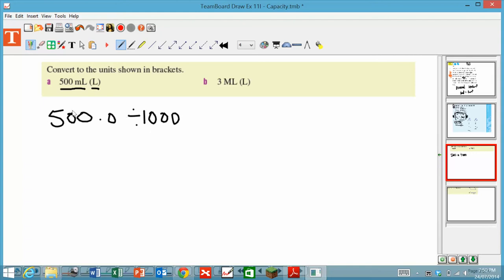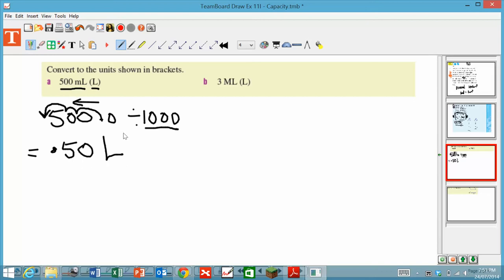Right or left? Hopefully you said, when you're dividing, we've got to go to the left. We've got 3 zeros, so that's how many times we move it. We move it 1, 2, 3 spots, so my decimal point is now in front of the 5: 0.500 litres. What is 500 mils? Well, it's half a litre, isn't it? So 0.5 of a litre. I know I've got that one right.